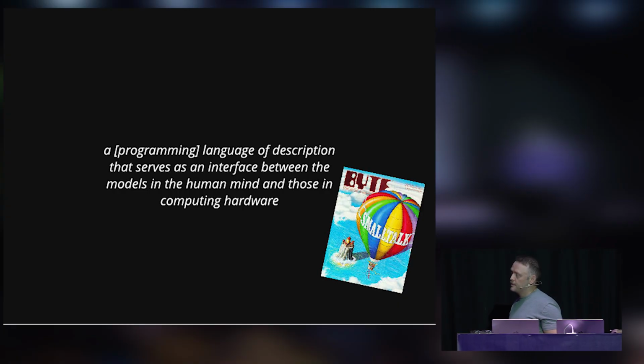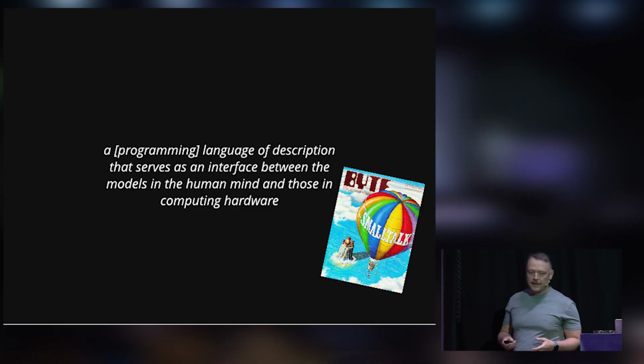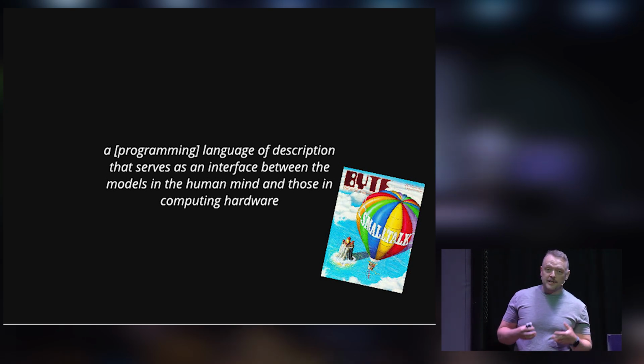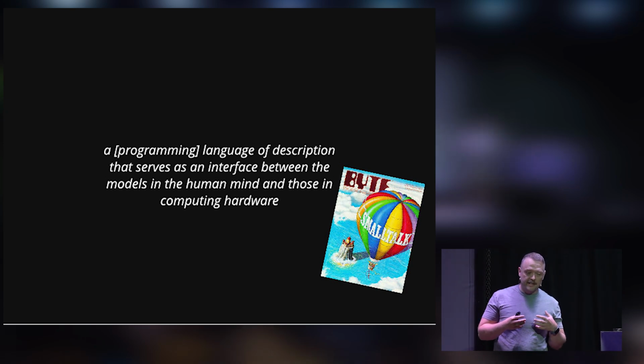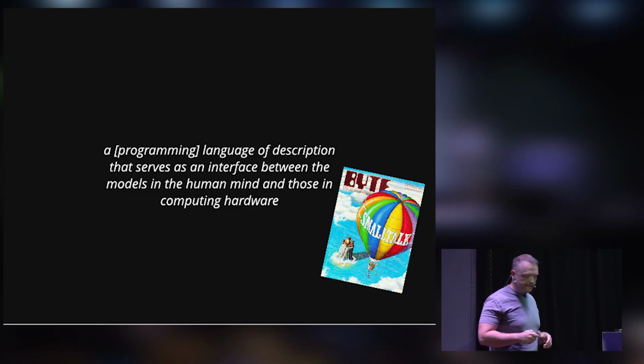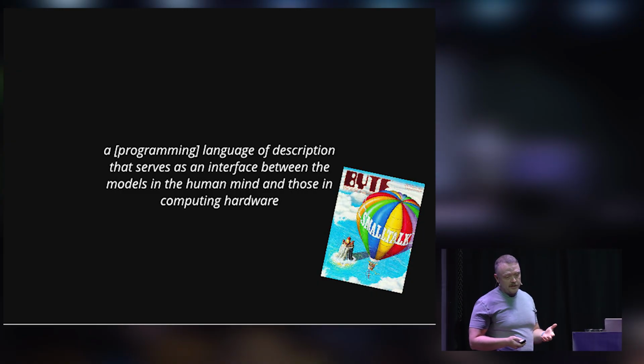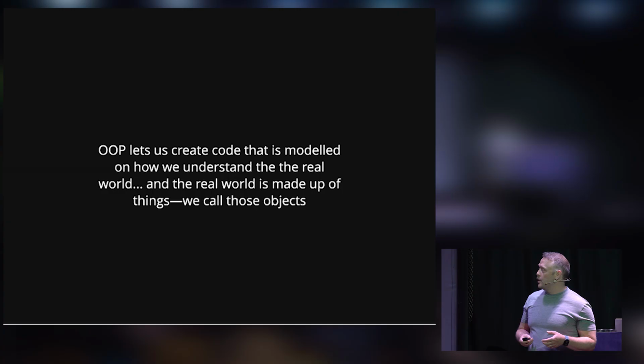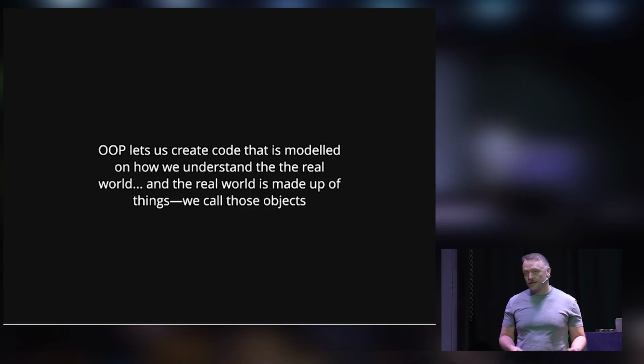The creators of Smalltalk and object-oriented programming wanted to create a language of description that serves as an interface between the models of the human mind and those in computer hardware. In other words, object-oriented programming lets us create code that's modeled on how we understand the real world. And the real world is made up of things, and we call those things objects.